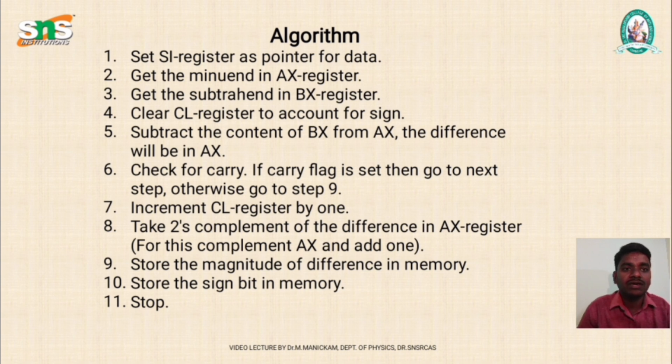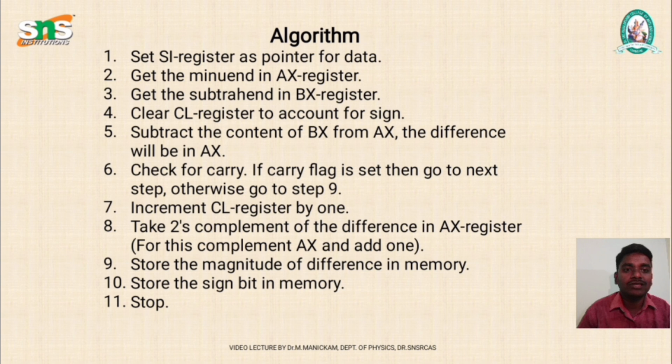Then subtract the content of BX from AX. The difference will be stored in the AX register. Then we have to check the carry. If the carry flag is set, that is, if it is 1, then go to the next step. Otherwise it will go to step 9, so it will skip the increment step. Then increment the CL register by one.